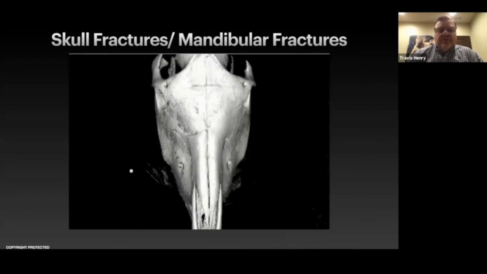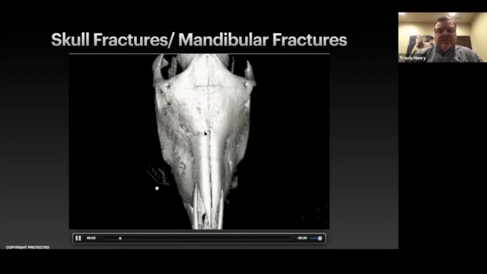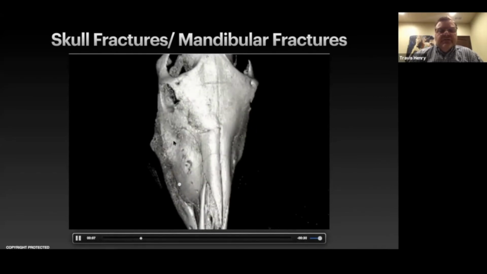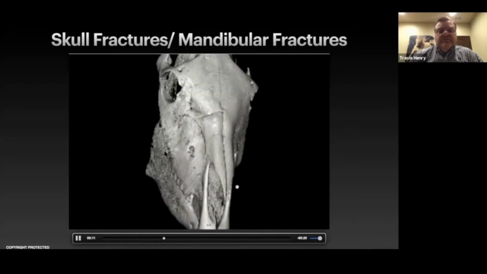So I built you a 3D here so that you could see what's going on, and notice this fracture line here. And it kind of meanders down here and then comes forward down to the facial crest.